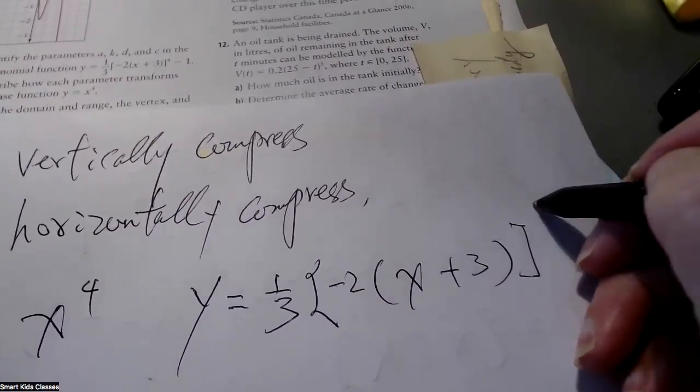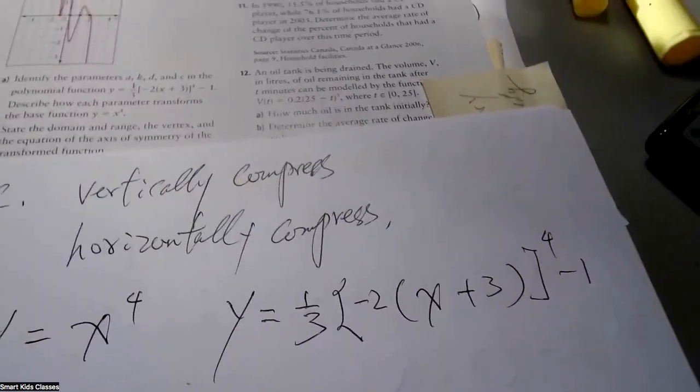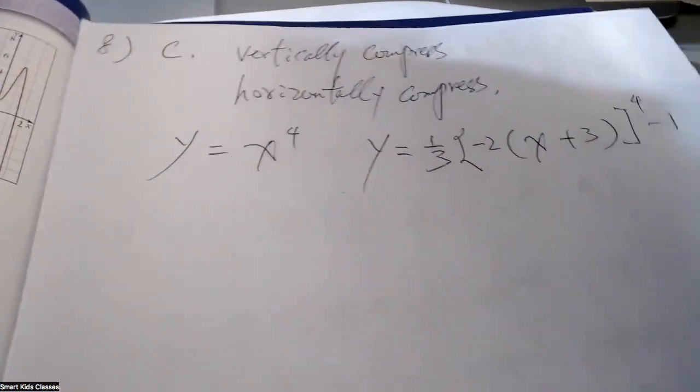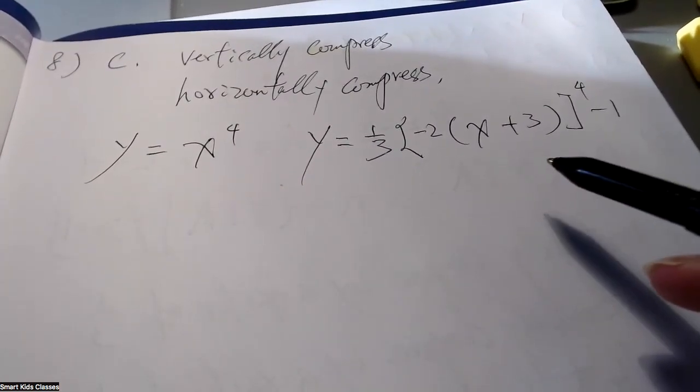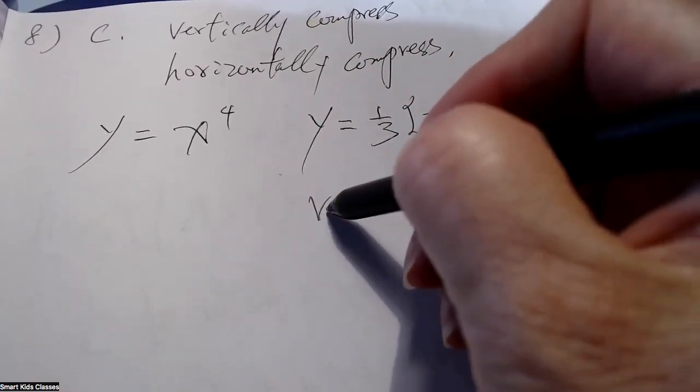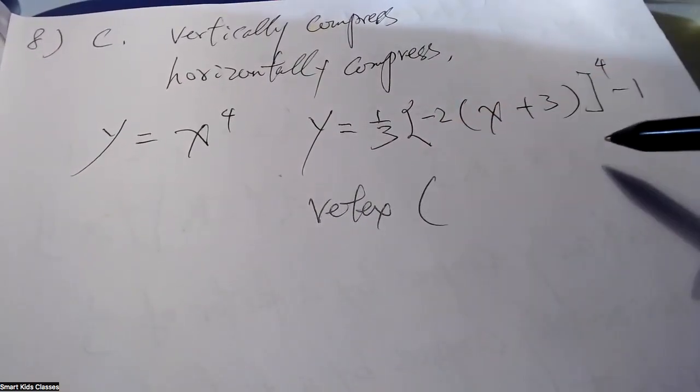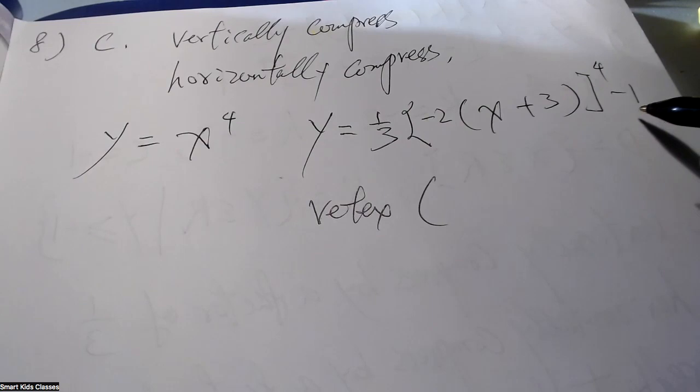Exponent 4 minus 1. So we will write the equation here. Now to plot the graph, first we're going to write the vertex point. So it will be -3 and -1.